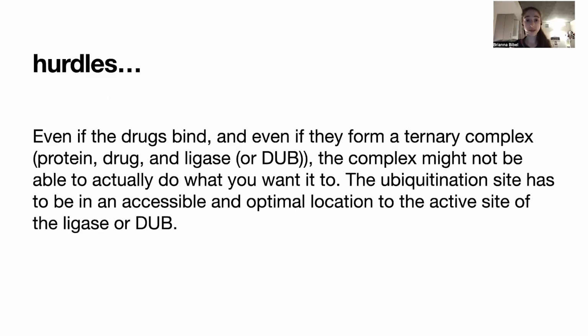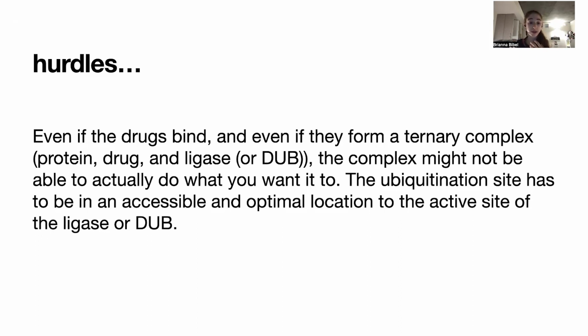Another problem. Even if we get the complex forms, if we get that ternary complex, I'm just going to talk in terms of the ligase, it's easier, but the ubiquitinase is the same thing. You need to have the protein, the drug, and that ligase in a ternary complex. So the three parts, but you need it to be active where you want it. Basically you need it so that when they're bound, there's a site nearby that can act as the ubiquitination spot.